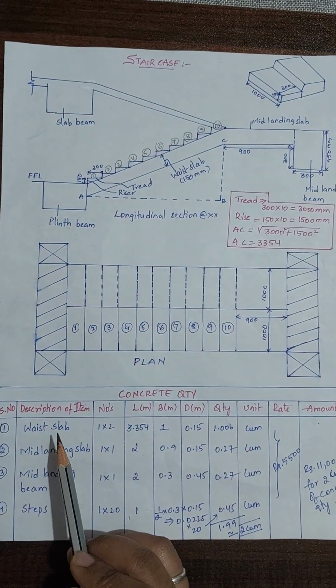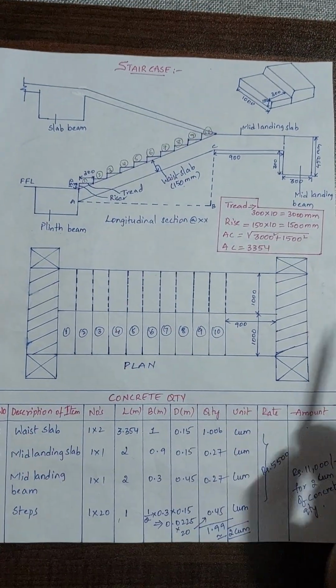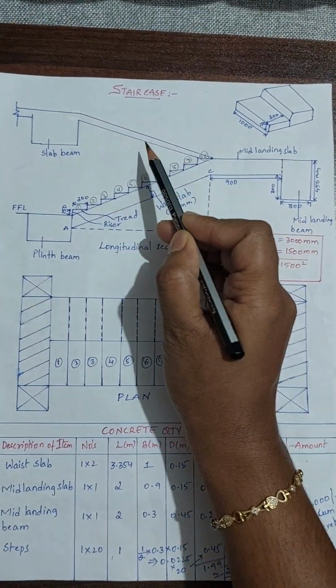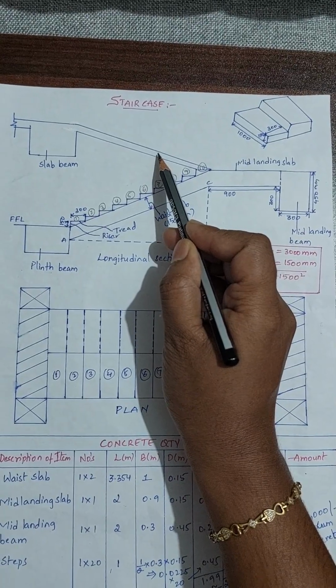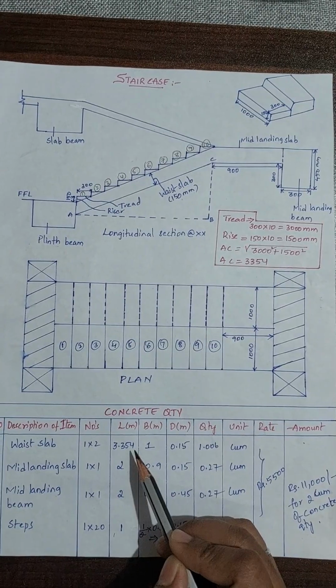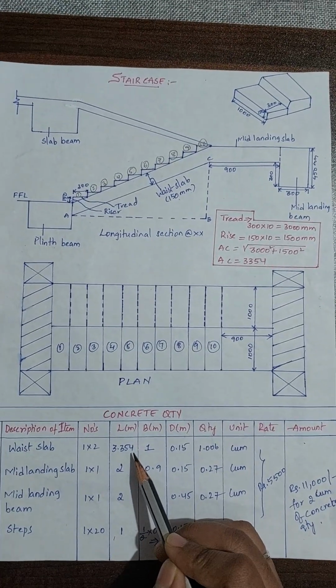So first we will find for waist slab. So to find for waist slab, here the waist slabs are of two numbers, this one and this is 2. Other side also there is one. So the length is 3.354. How did we get this 3.354?